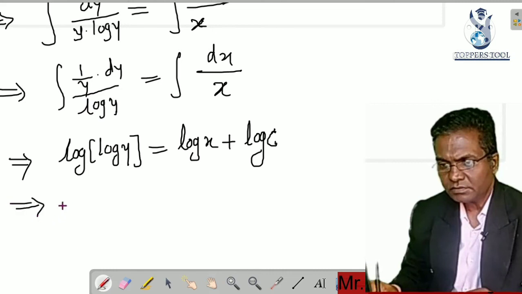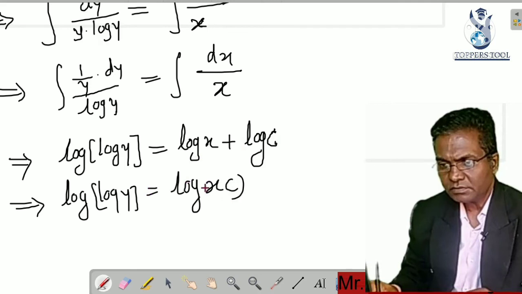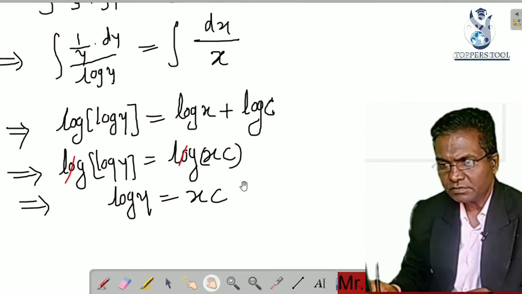Now you can write log of log y equal to, see here, log m plus log n is log mn, I can write log of x into c. So both sides log you can remove, or take anti-log, we call. So this is your log y equals x c. Once both sides have log, they get cancelled. So this is again one important problem.